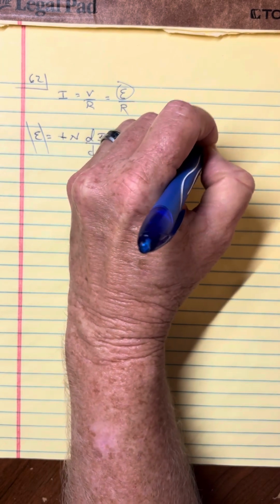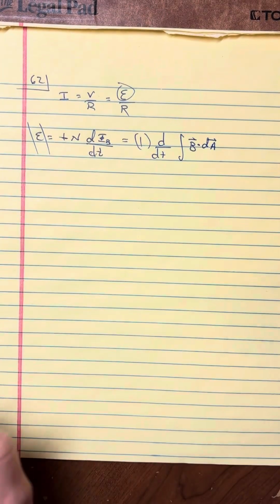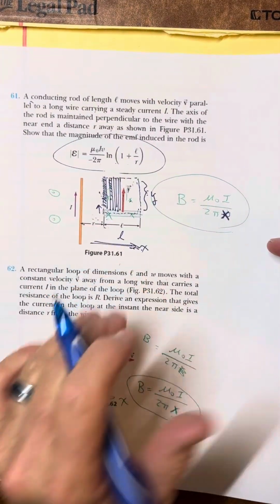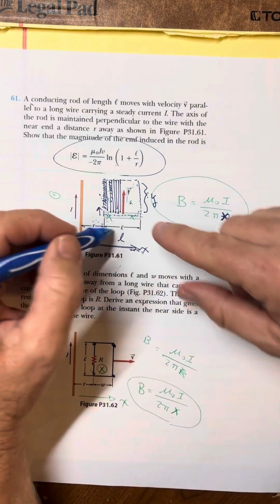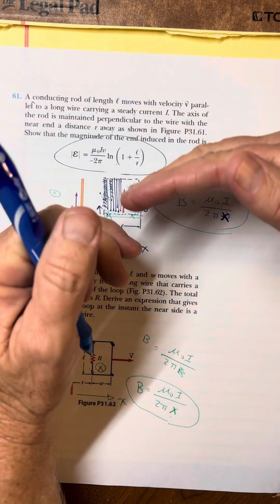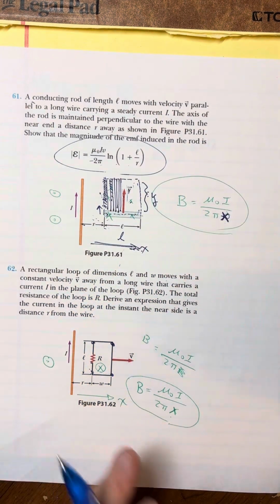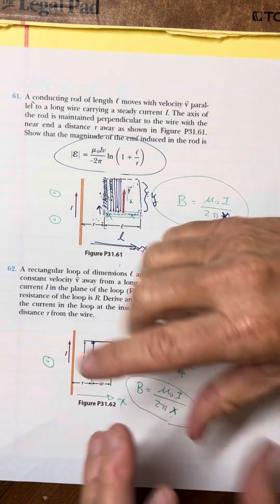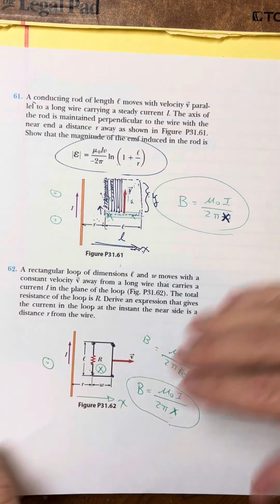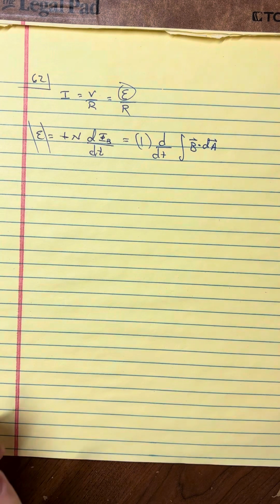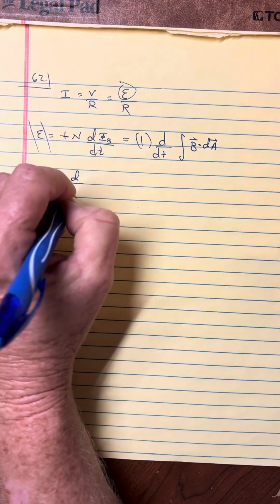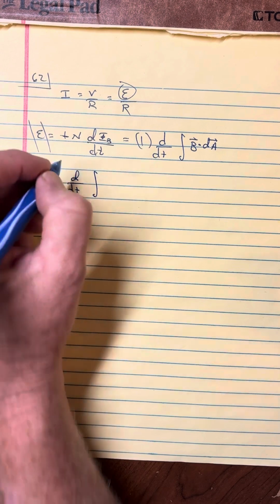And this is where our flux calculation comes out a lot like the one we just did in 61, where I have a rectangle. Now, in this case, the rectangle was closing up and becoming smaller. Here, the rectangle is not closing up. It's moving away. So we'll have to consider that a little differently. But nonetheless, there is a change in flux.